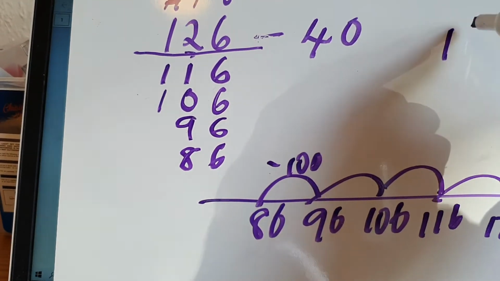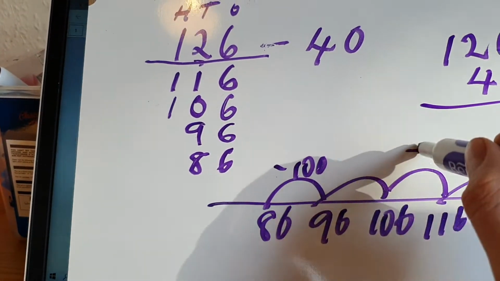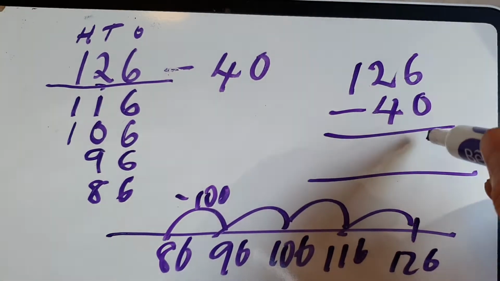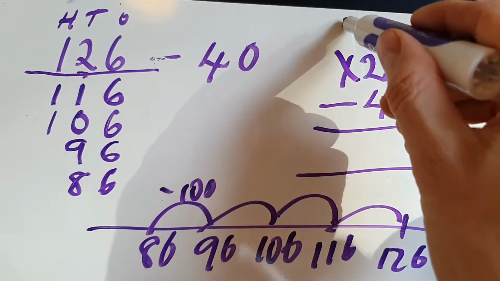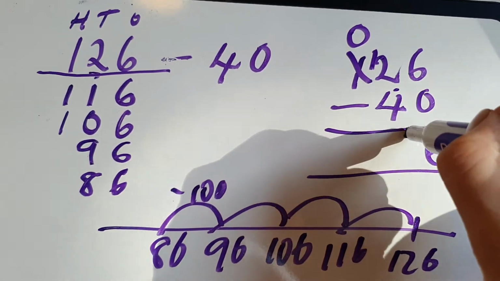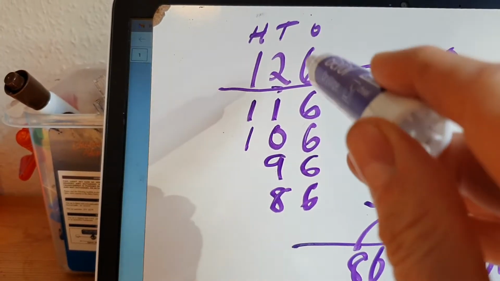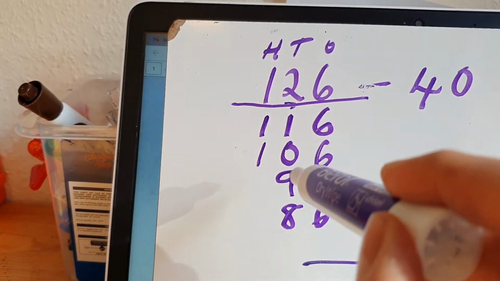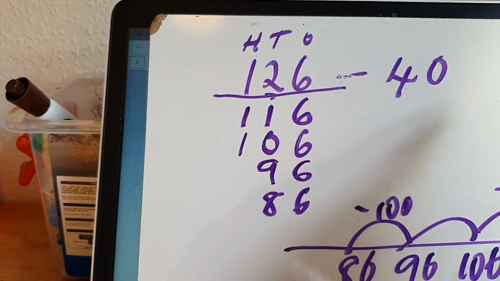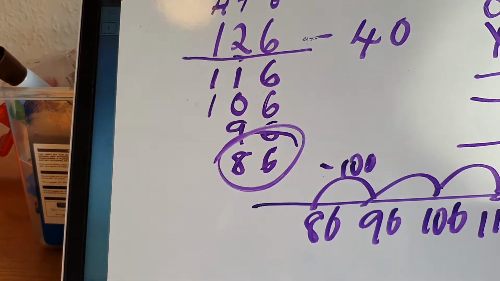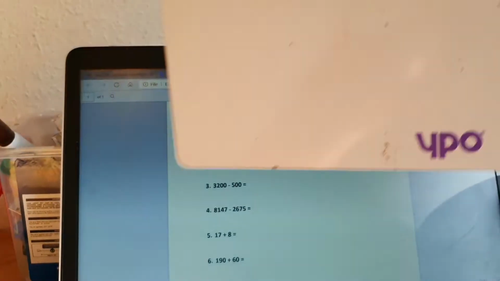Again, you could do column subtraction. Six take away 0 is 6. 2 take away 4 we can't do. So go next door. And 12 take away 4 is 8. But I think a less formal method, because this is what we do in our heads, like mental methods. We count back in tens. Okay? So the answer, therefore, would be 86.